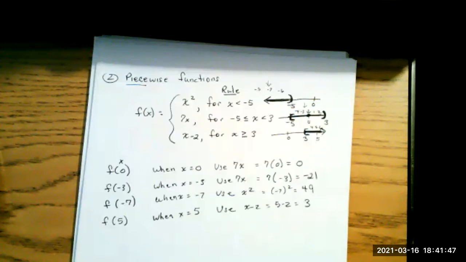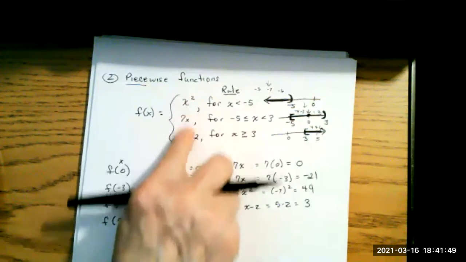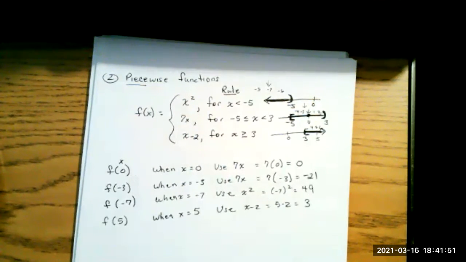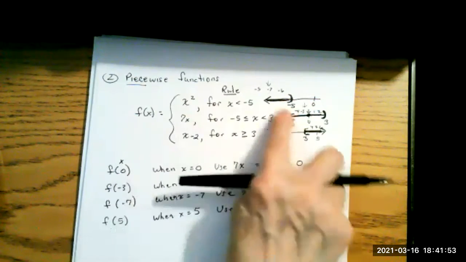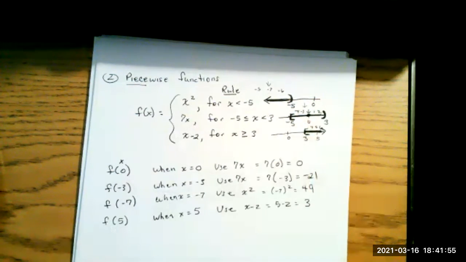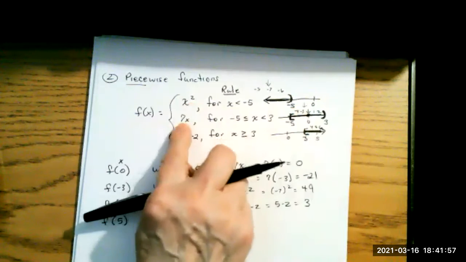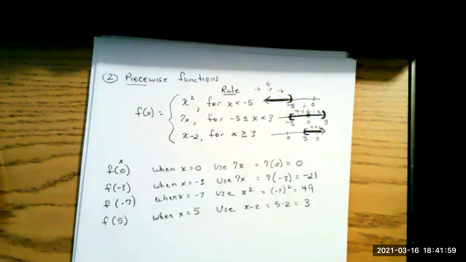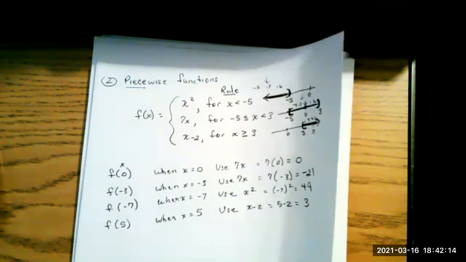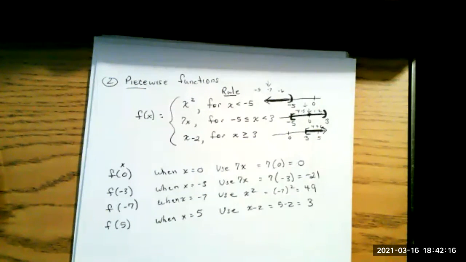So do you see how you don't just have one little thing to plug into? You've got to first see where your x lies, in which one of these regions, and then decide which one of these little rules you want to use. Any question about that? Okay. Questions? Are y'all good? Can you leave that up for me for a second, please? I sure will.